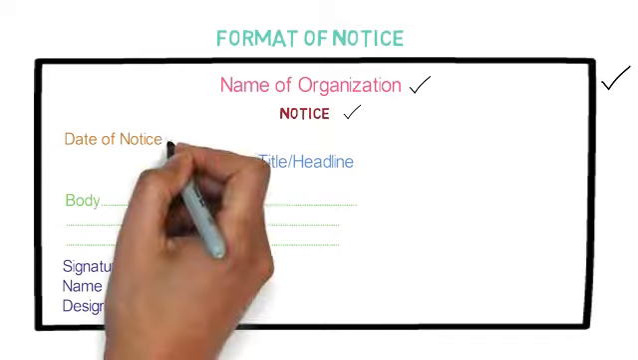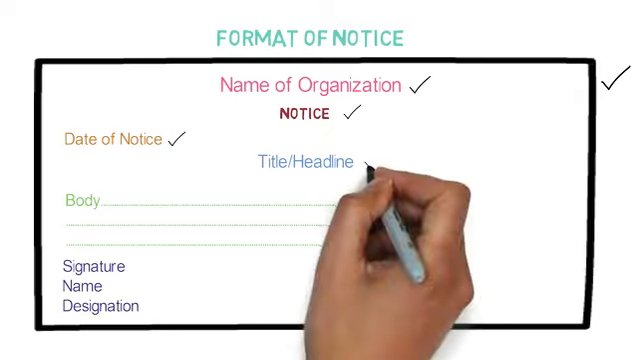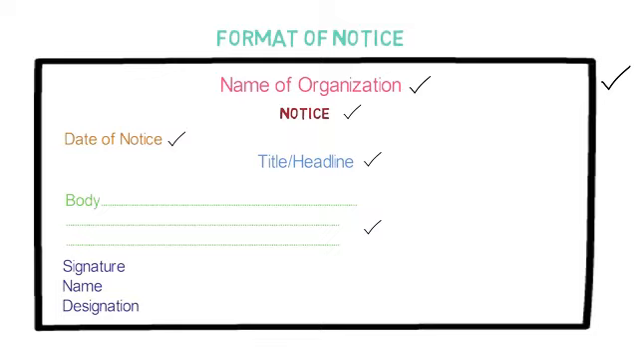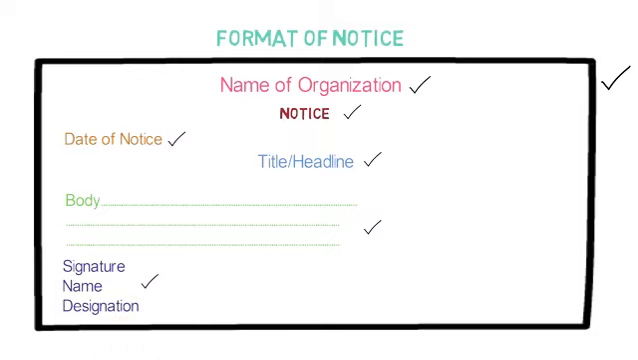Then on the left hand side, write the date on which the notice is issued. Below it, write the title of the notice. Then below it, the body of the notice comes, and after the body is completed, the signature, name and designation of the issuing authority come. Now let's understand what should be there in the body of the notice.